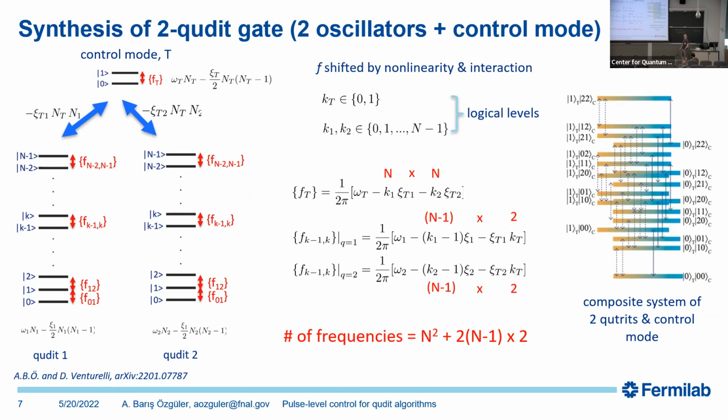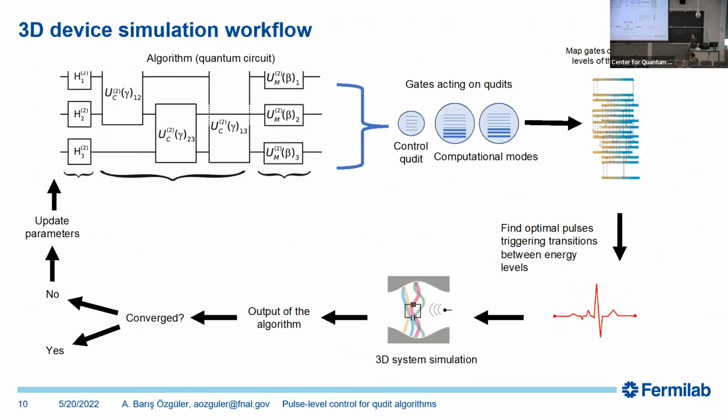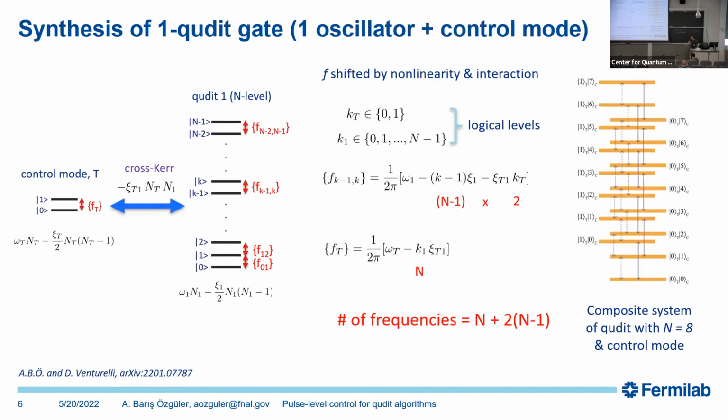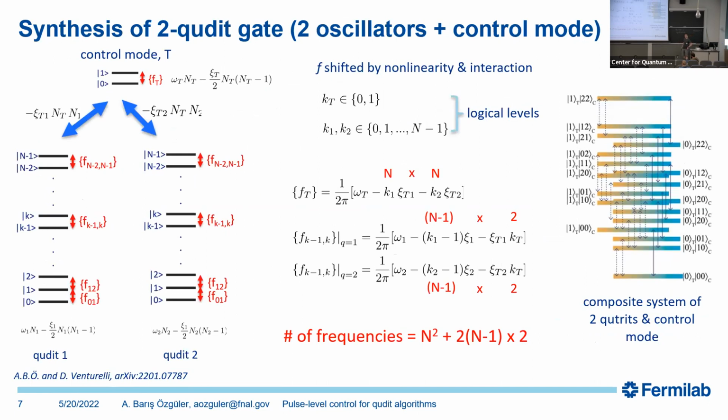and it gives a measure of how difficult optimization will get. And here I show a composite system of 2 Qudits and a control mode. And yeah, if you want to synthesize a unitary which is dense, which uses all these frequencies in your system, then things get kind of crowded.